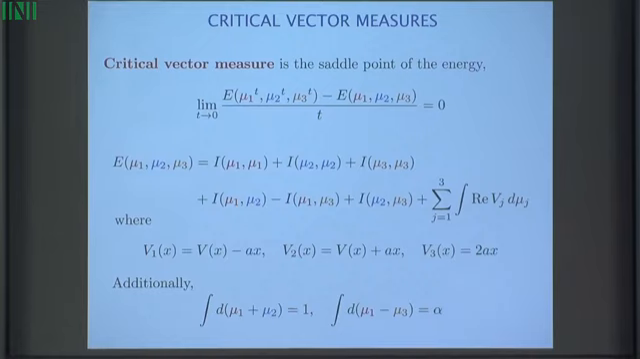You take your plane with your measures living on the plane, and you make a certain variation of the plane, just like a shift of the plane given by certain analytic functions and a complex parameter t. And you compare your original energy with the energy of the shifted world. If the first derivative of this shift is 0, that's what you call a saddle point of the energy.